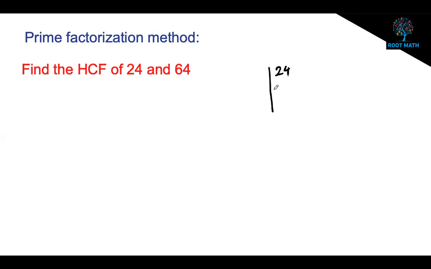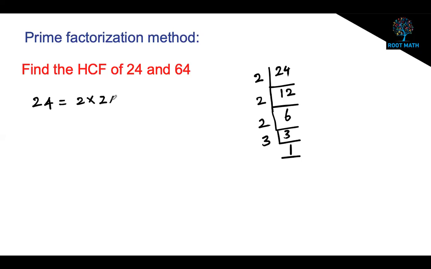We know that 24 can be divisible by 2. So 2 2s are 4, 2 6s are 12, and 2 3s are 6, and 3 and 1. So first we'll write the factors of 24 as 2 times 2 times 2 times 3.